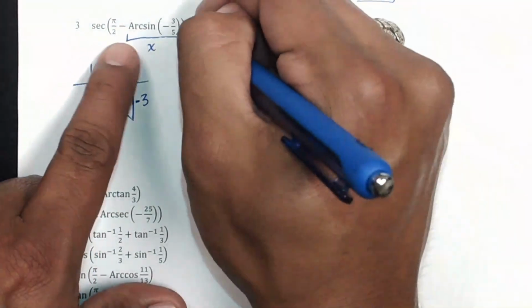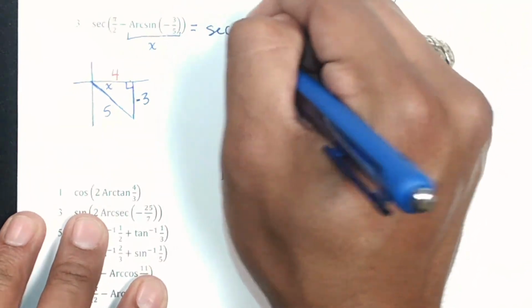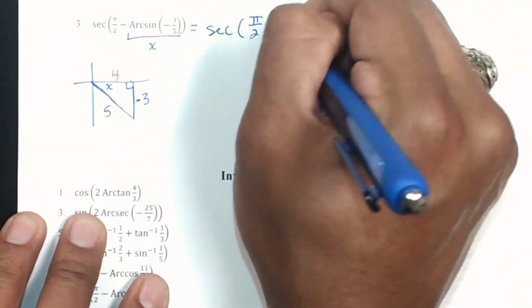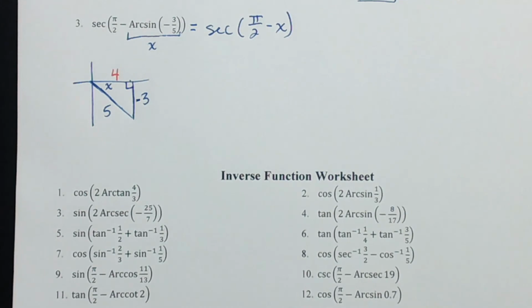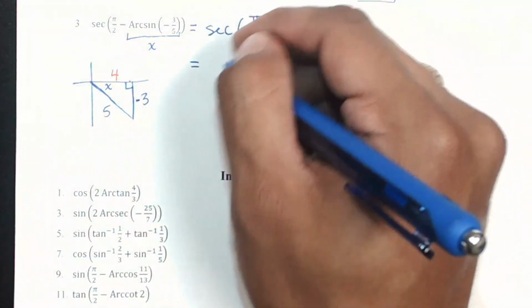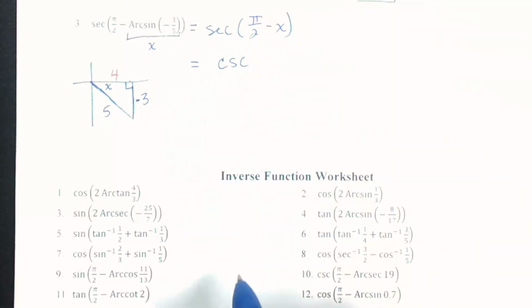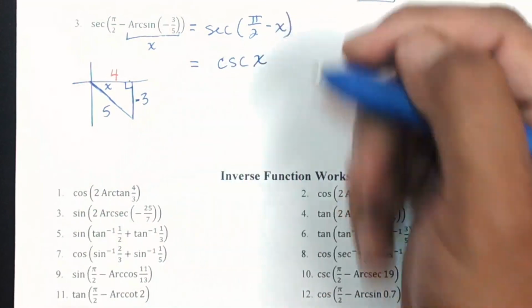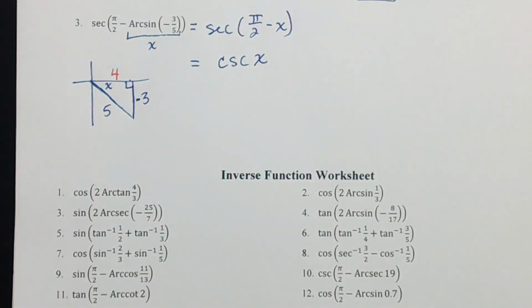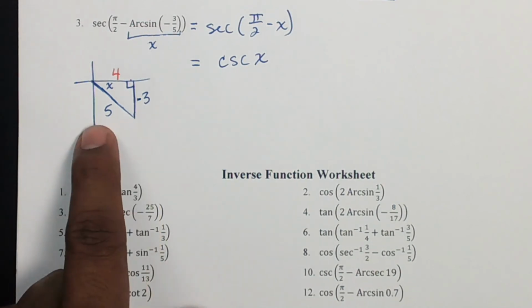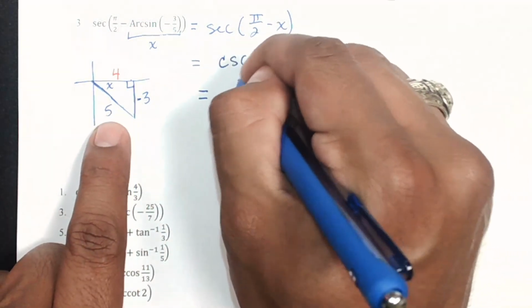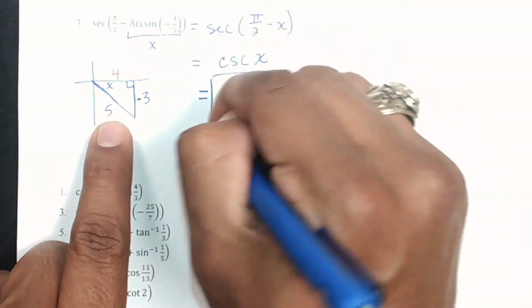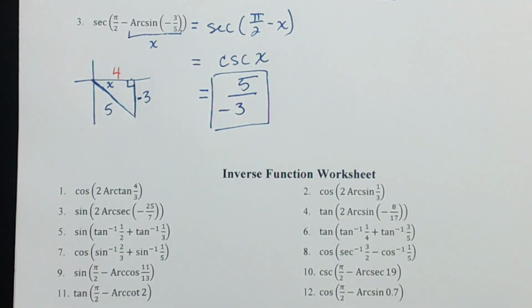So in other words, arc sine of negative 3/5 gives me an angle x. I don't need to know exactly what that angle is. I can just assign it a variable. Wait a minute, that looks familiar. That looks like a cofunction. Secant and cosecant are cofunctions. If I have 90 minus an angle or pi over 2 minus an angle, I end up just getting the cofunction, cosecant of x. So cosecant of x is the reciprocal of sine. Sine is negative 3/5, so cosecant would be 5 over negative 3. Doesn't matter where that negative is as long as the negative is there.